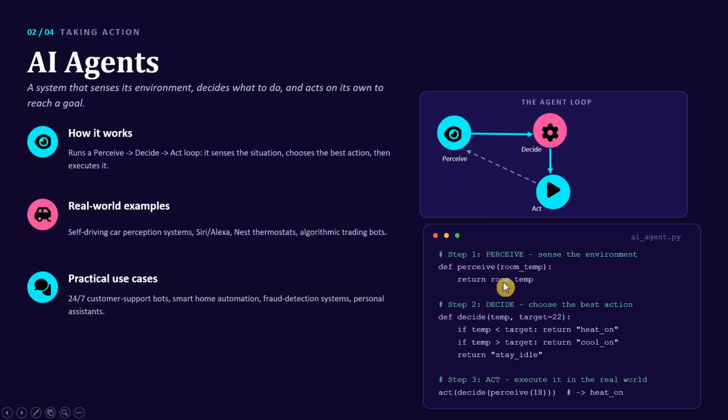For example, perceive the room temperature and decide. This is the code, basic simple logic: heat on, cool on based on the temperature. After it perceives, it has to decide, and then it will take action.